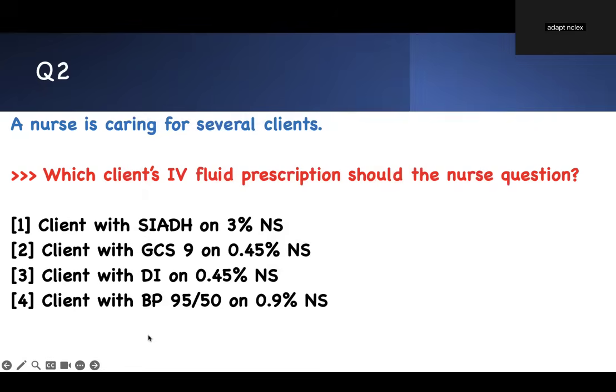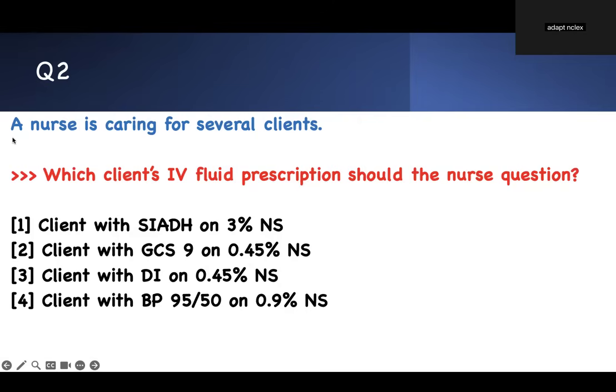Next question, fluid and electrolytes. A nurse is caring for several clients. Which client's IV fluid prescription should the nurse question? This requires you to know what is isotonic, hypertonic, and hypotonic. Which of these are conditions? First, you have to know the condition. What fluid and electrolyte problem is associated with this condition? Then you can pick the right fluid, right?